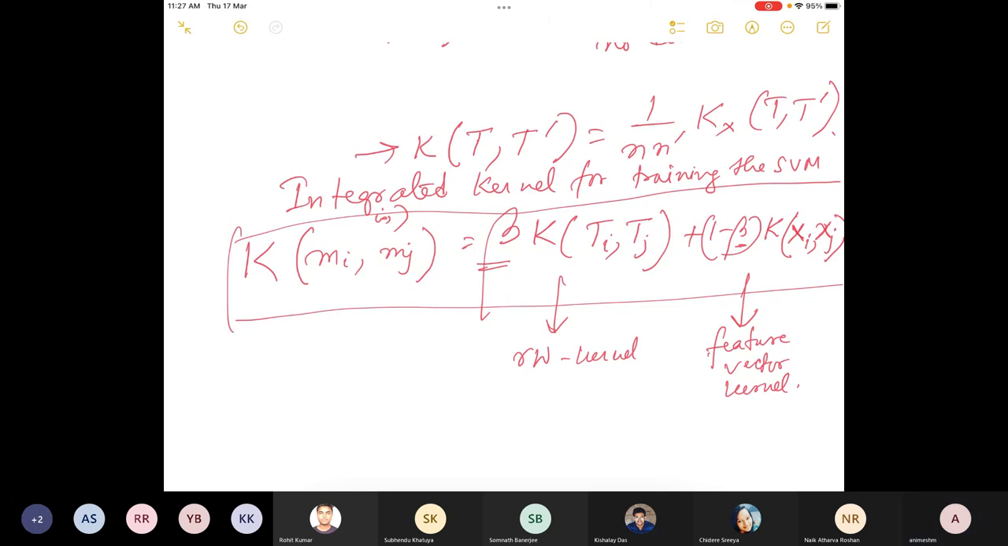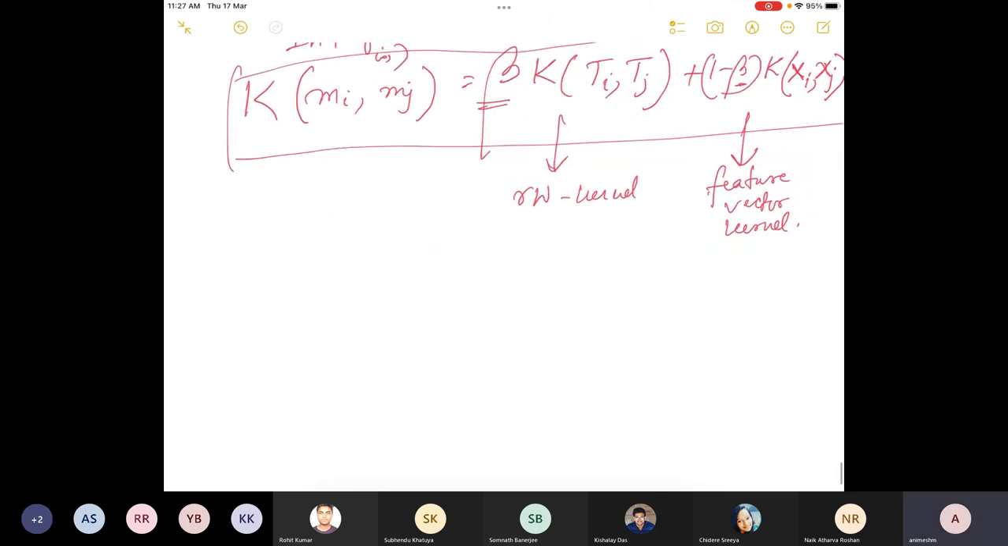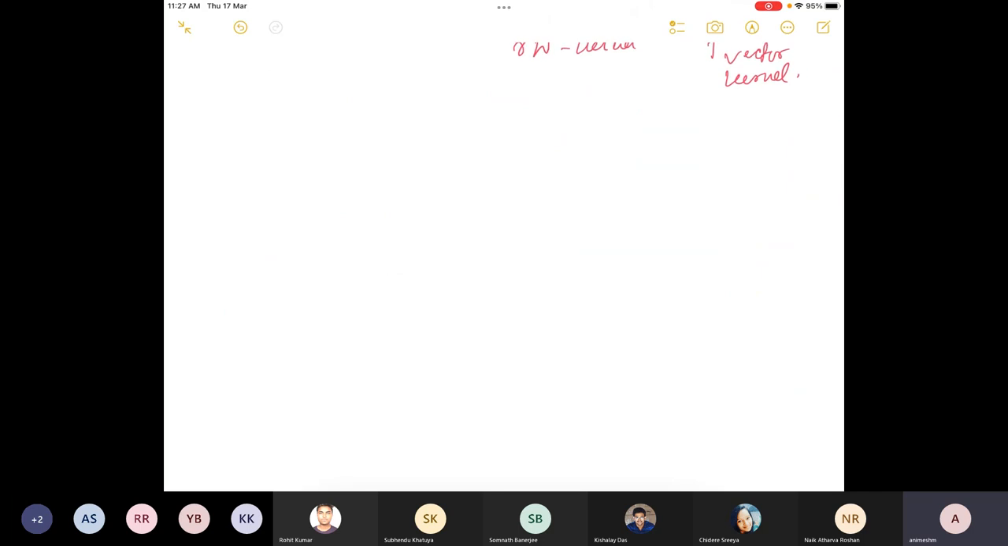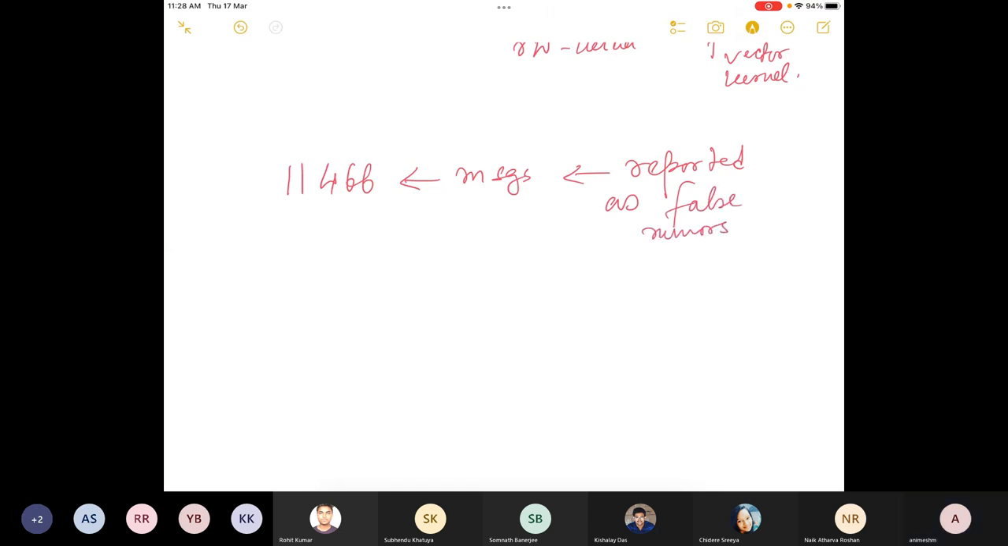Now, using this formulation, the authors went on to do some experiments in order to show the efficacy of their method. The authors managed to collect around 11K messages, which were reported as false rumors by the Sina Weibo moderation platform.